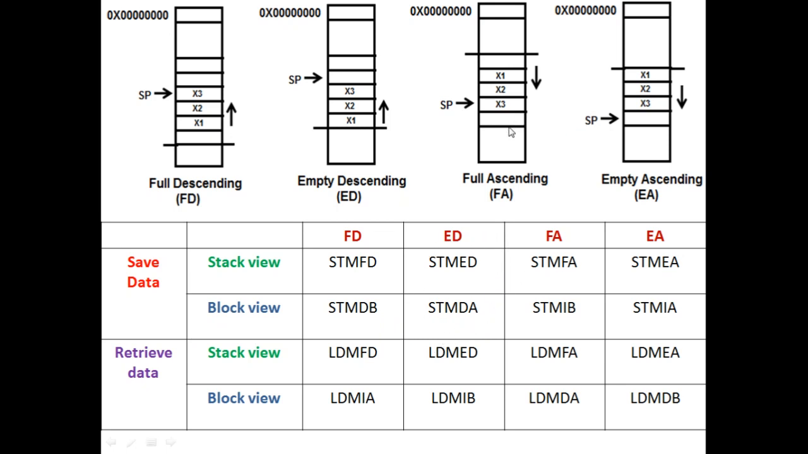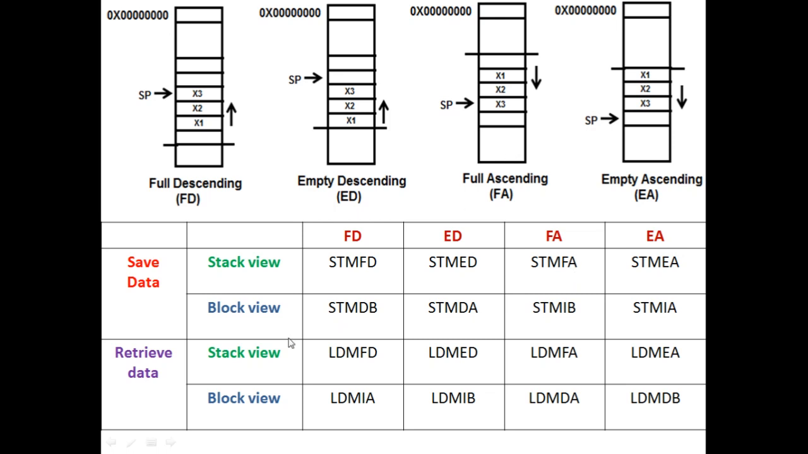In this manner you can look at the full ascending stack and the empty ascending stack. Here we can see that your stack begins from this point, and initially the stack pointer is here. After storing of every number, the stack pointer is incremented, and therefore it is an ascending stack. When the stack pointer is here and the first number is to be stored, it is incremented and then the number is stored. Because of this, at any given instant of time, the stack pointer points to the last full location on the stack, and therefore it is a full ascending type of stack. So store multiple full ascending is the mnemonic of the corresponding instruction.